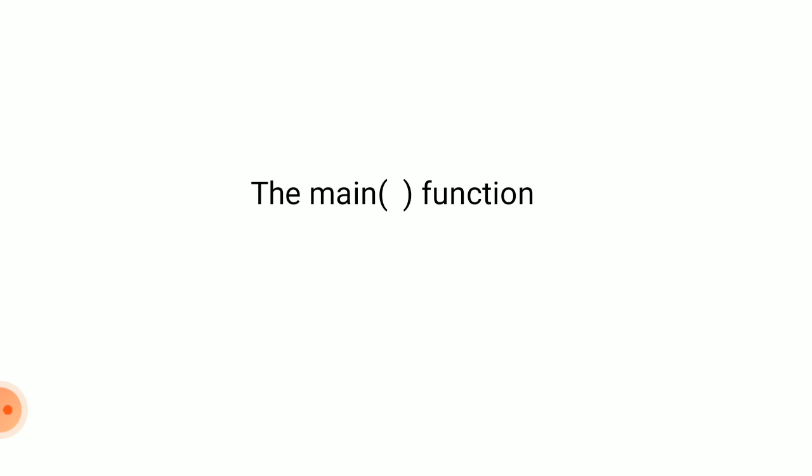Next is the main function. So this is the very important part of the C program. Every C program needs to have the main function, right? Each main function contains two parts: a declaration part and an execution part.